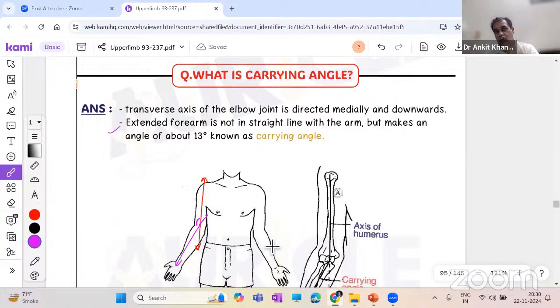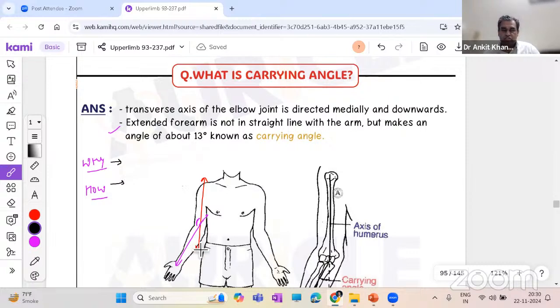Why it is and how it is, that we have to see. So let's start with the first question, why? And the second question is how. Why and how are the backbones of any topic. For any topic you should know why it is happening and how it is happening. Okay, so why do we have a carrying angle?